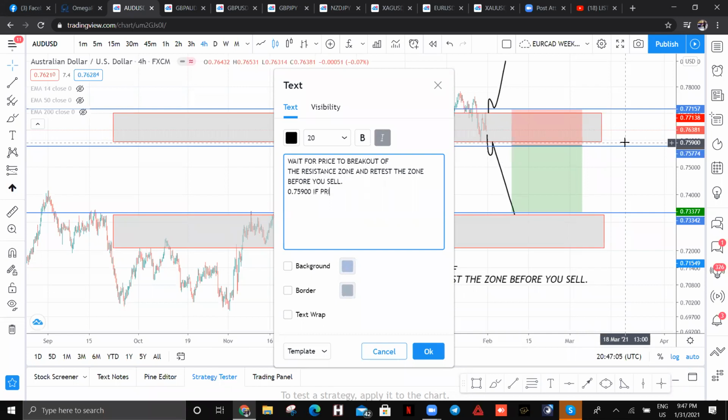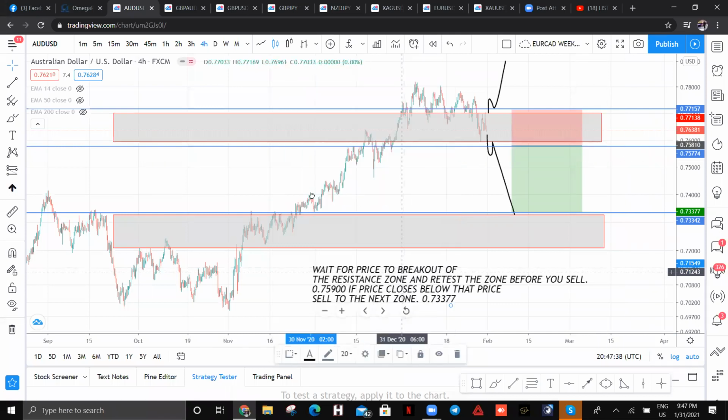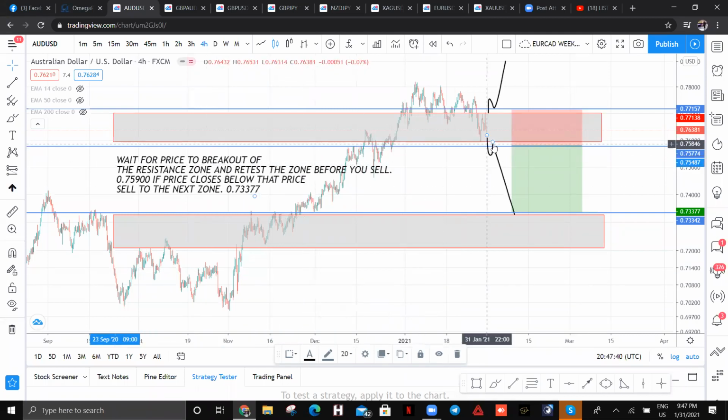If price closes below that price, to the next one. The next one is 0.7. You know, this thing can last for like a week, throughout this week. So you don't necessarily mean that as you take this trade, the way I typed it, it's just going to happen immediately. This can take days before it comes down here. It can be 2 days, 3 days, and all that.